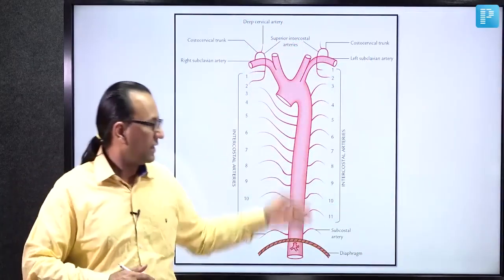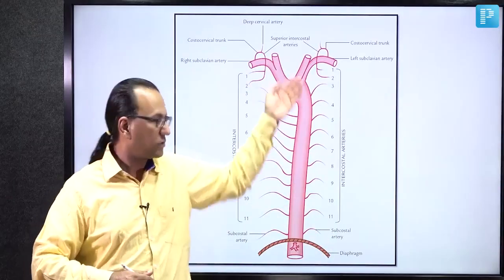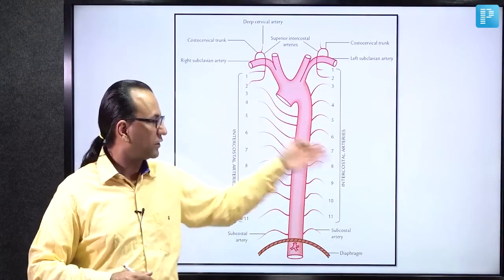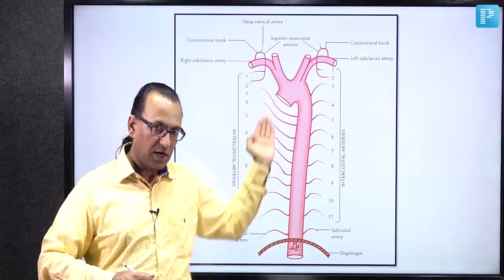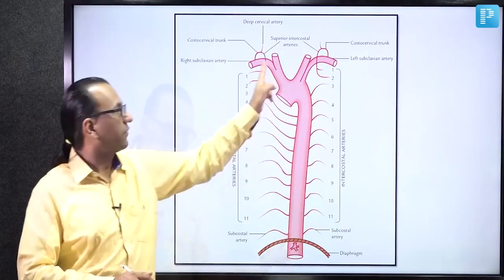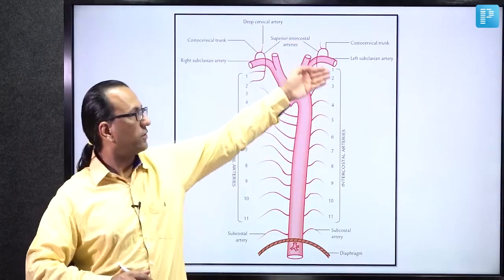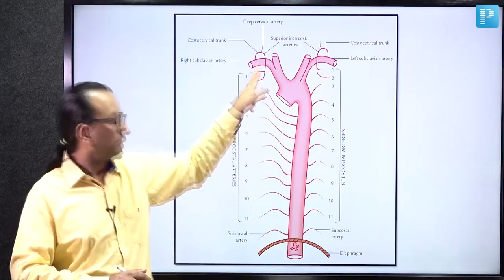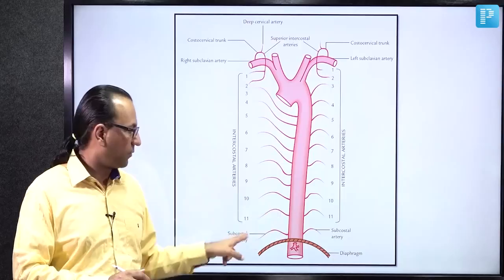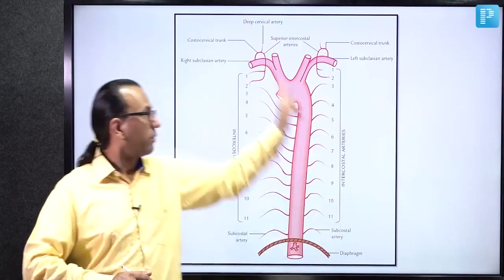Here we are looking at the arterial supply of the thorax region. This is the descending thoracic aorta giving pairs of branches, which are called posterior intercostal arteries, one in each intercostal space. You'll find the first two posterior intercostal arteries are coming from the branches of the subclavian. Otherwise, the third to the twelfth, which is called subcostal, are coming from the descending thoracic aorta. So what about the first two?